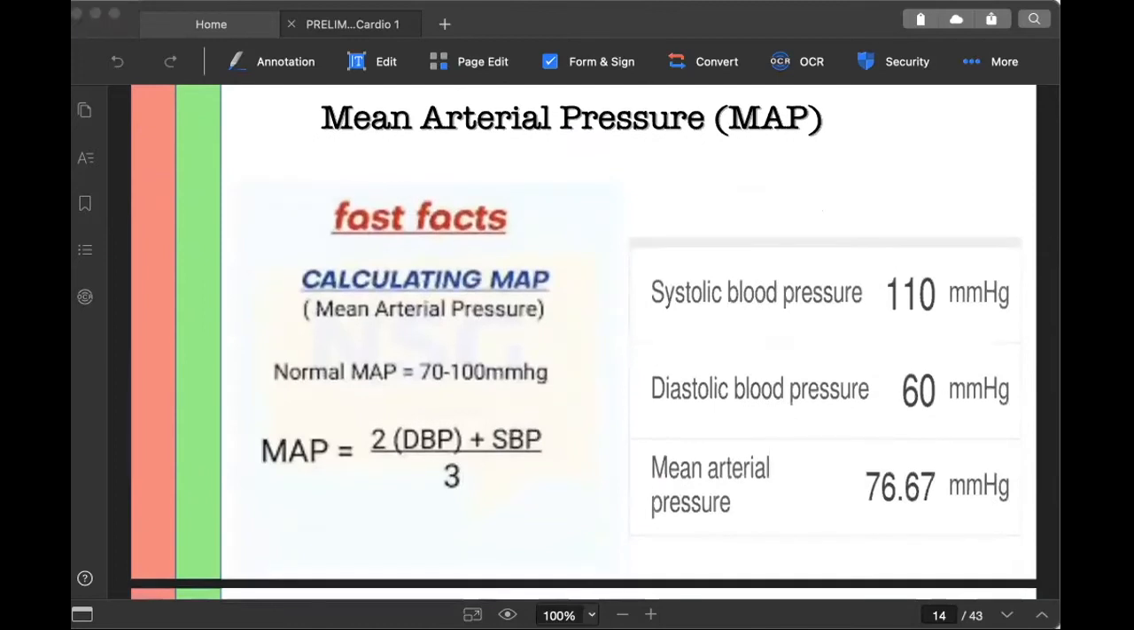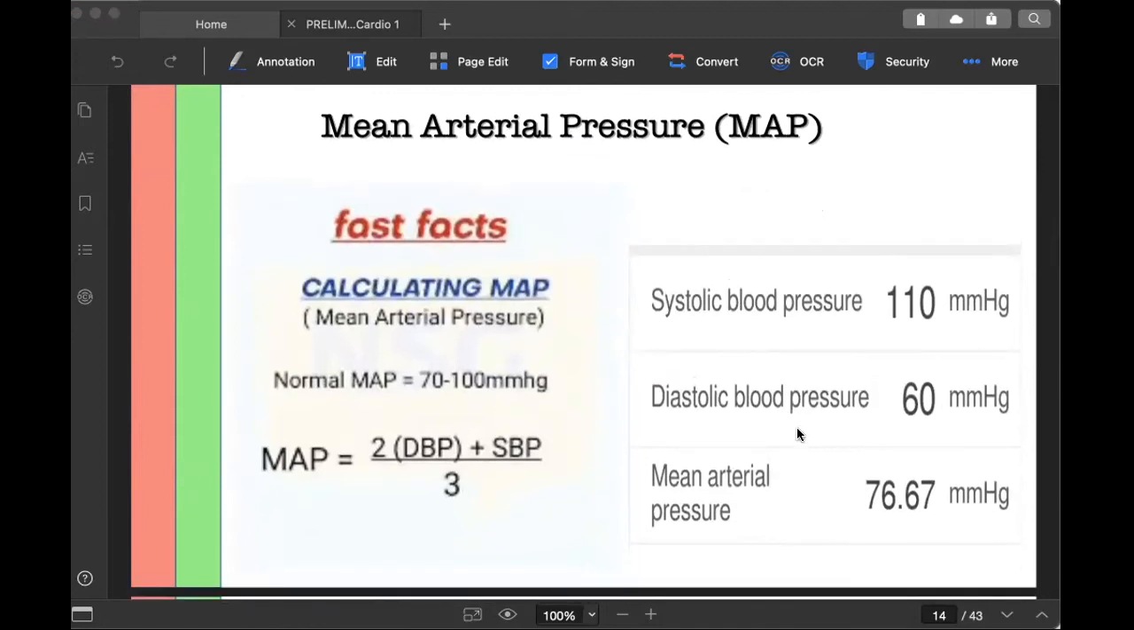How about your MAP? Okay, if we talk about this one, it's all about your mean arterial pressure. Your mean arterial pressure calculation is very easy. You will just do a constant of 2 multiplied by your DBP, your diastolic blood pressure, plus your systolic blood pressure, divided by 3.